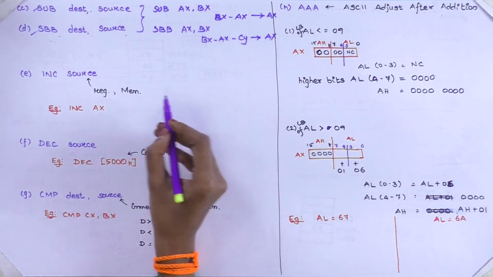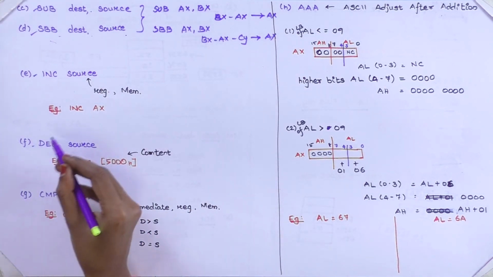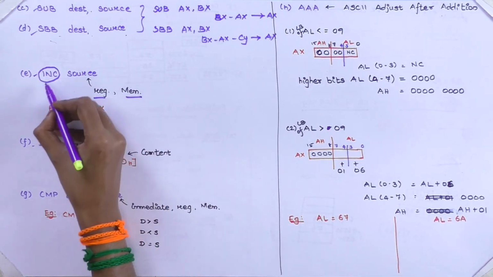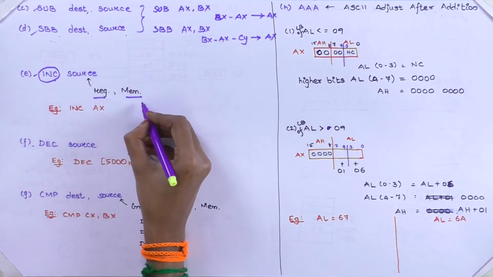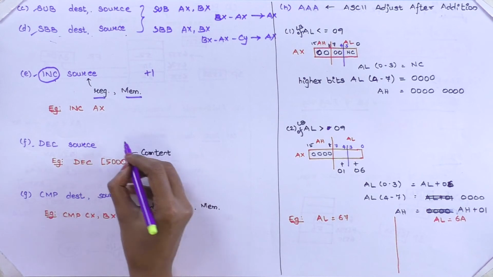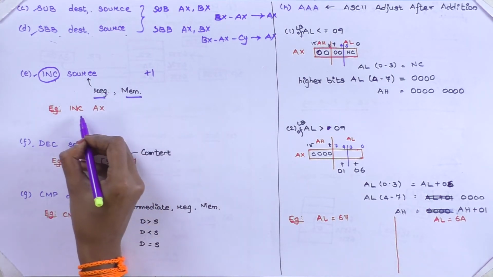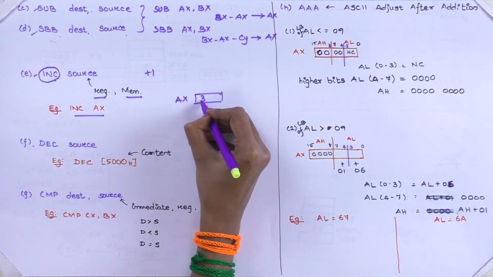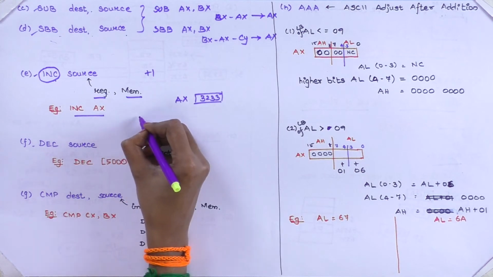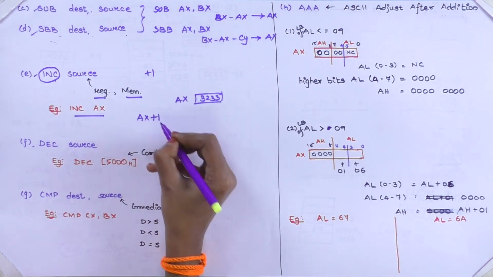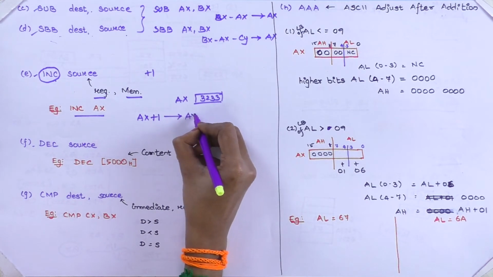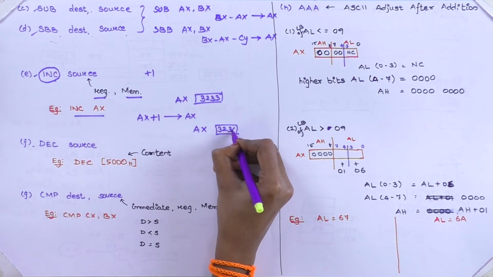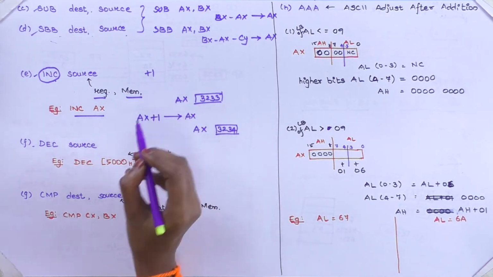Fine. So next we will see the increment and decrement instructions. If you want to increment a value from a register or memory location, you can use this instruction. Okay. So this will be incremented by 1. I have given an example here. If the AX register value is 3233, after executing this instruction, AX will be incremented by 1 and the value will be stored again in the AX register. So now the value will be 3234. Okay. The memory location also you can use here.